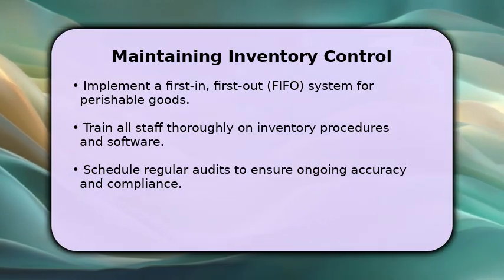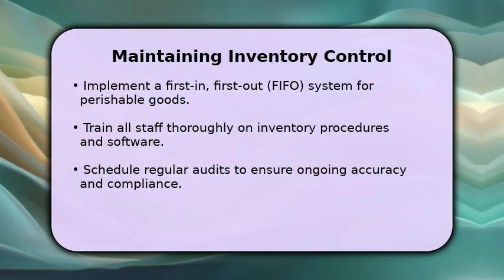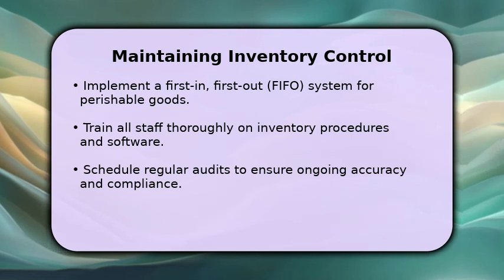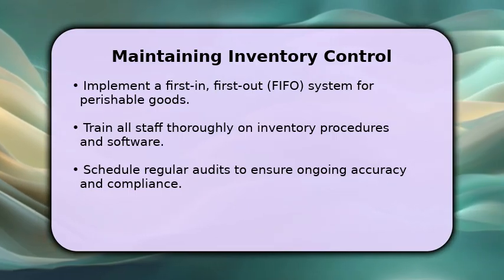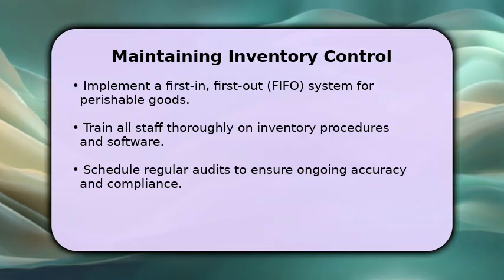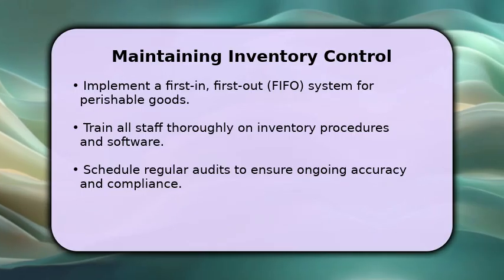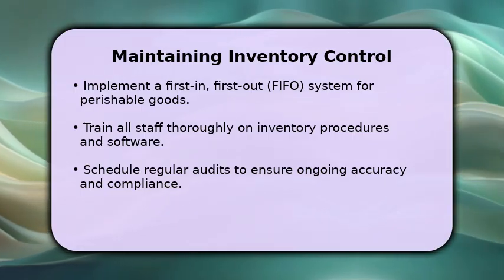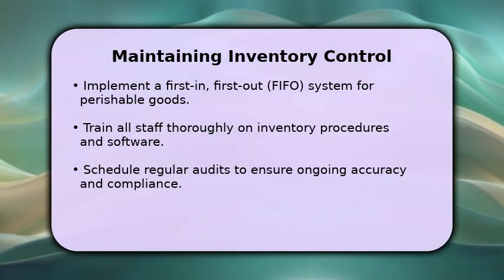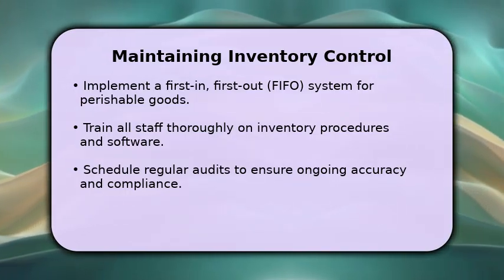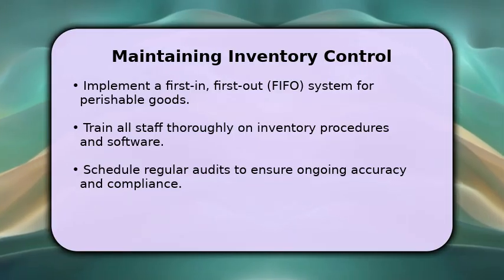For perishable items, implement a first-in, first-out system to minimize spoilage. Ensure all your staff are thoroughly trained on inventory procedures and any software you use. Finally, schedule regular audits of your inventory processes. This continuous review helps maintain accuracy, prevents errors, and ensures your system remains effective over time.